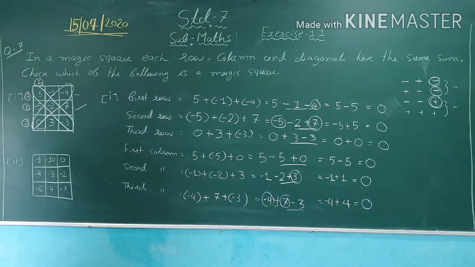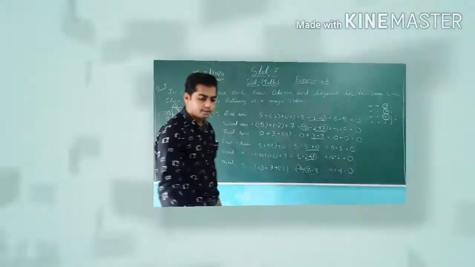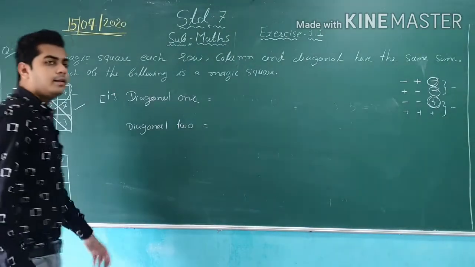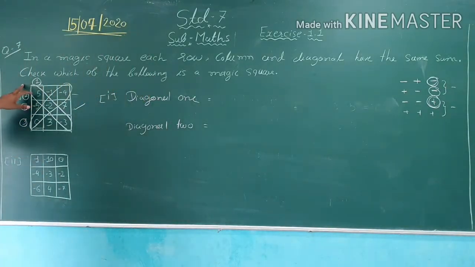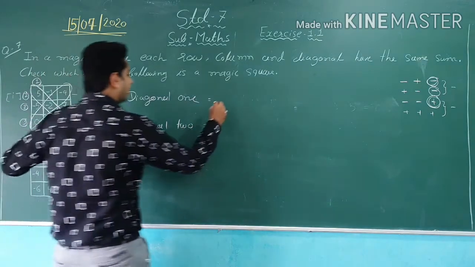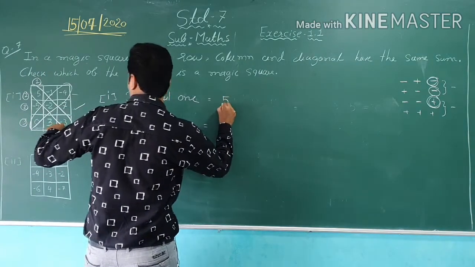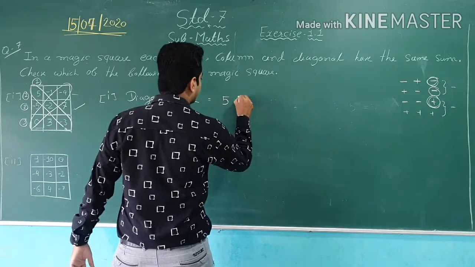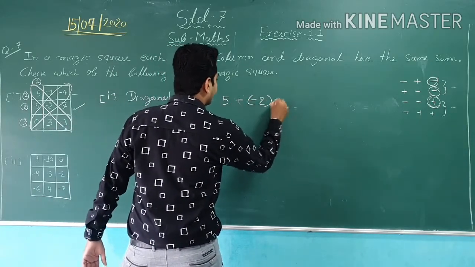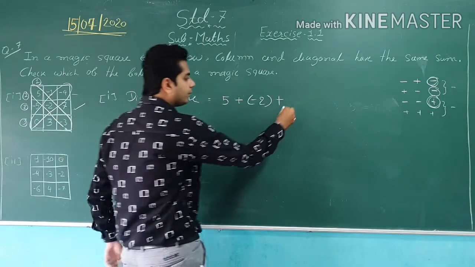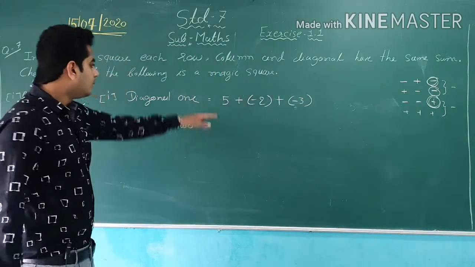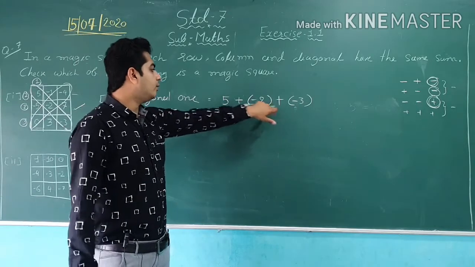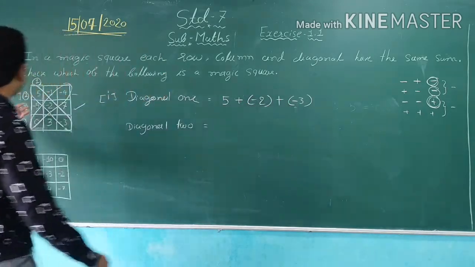सो डायगोनल कैसे करेंगे? लेट्स डू दिस. ओके, सो नाउ लेट्स डू द एडिशन ऑफ डायगोनल. So first diagonal I will take 5, minus 2 and minus 3. So here first diagonal is 5, the second term is minus 2 plus the third term is what? Minus 3. So as you can see, 5 plus minus 2 plus minus 3. Now I will write second diagonal also.